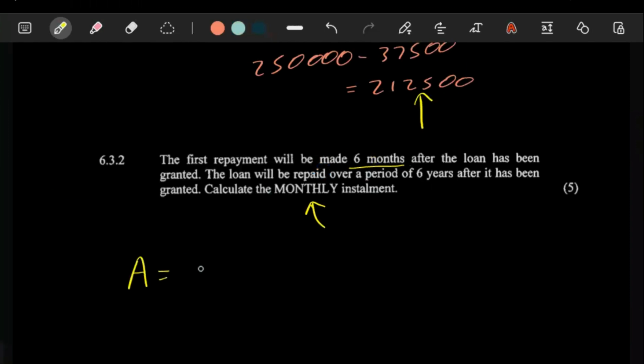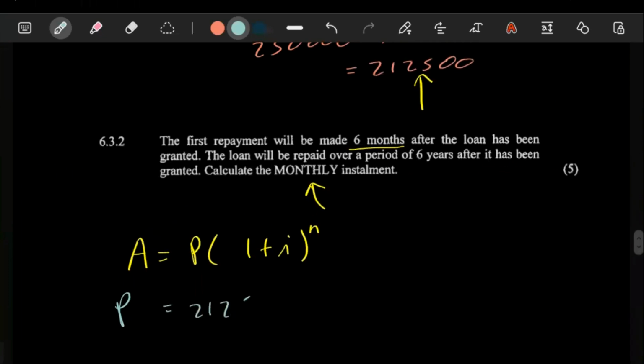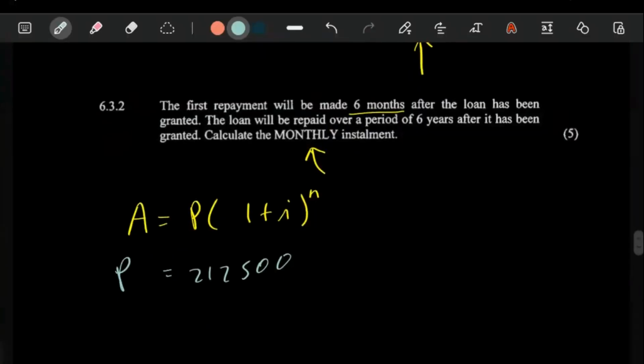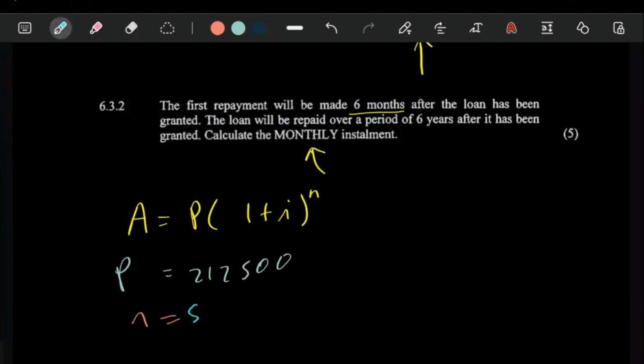So you're going to start off with the compound interest formula, right? In this compound interest formula, you're going to make your value of P equal to the 212,500. You remember, it is going to gain interest for 6 months, you see. N is equal to 6. It says it will be made 6 months after the loan is. So here you may be thinking, if it's made 6 months after the loan is granted, it means that the money gains interest for 5 months, and then the 6th month you start paying.